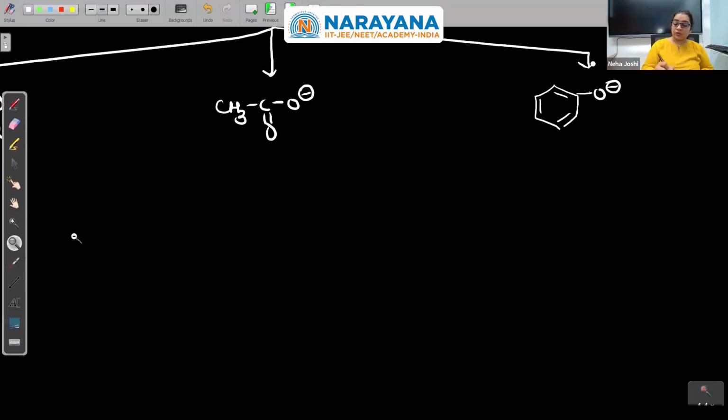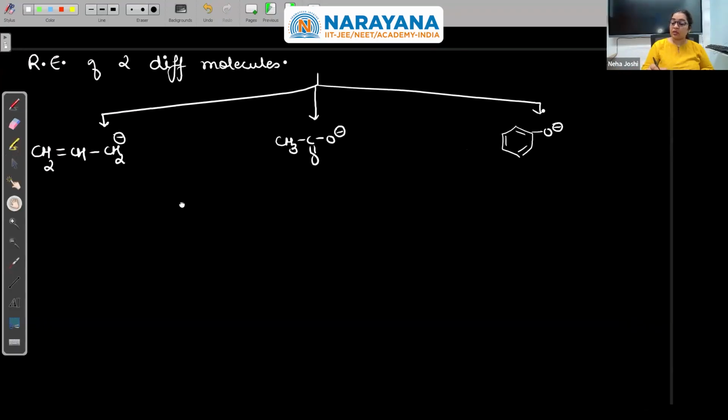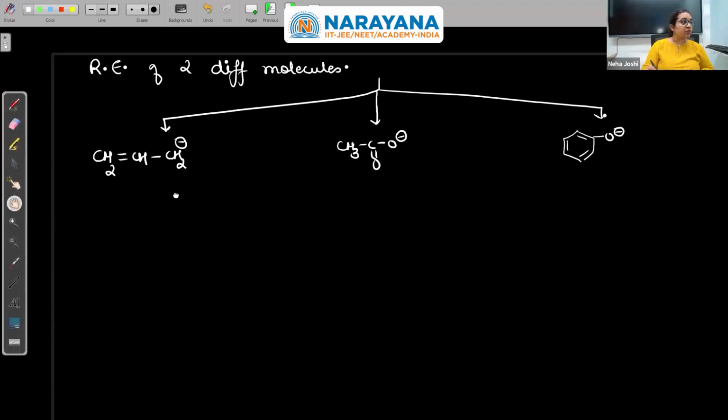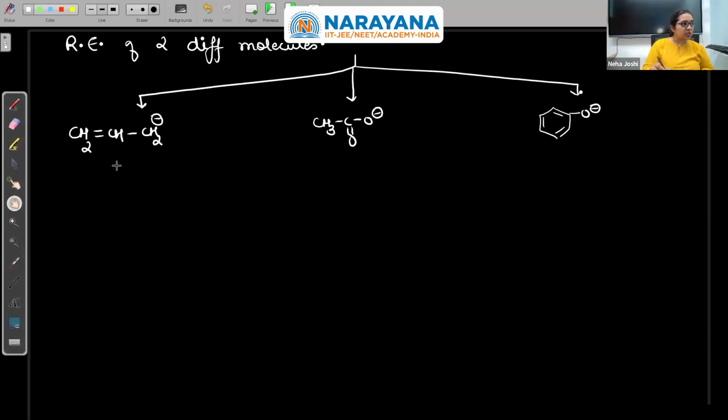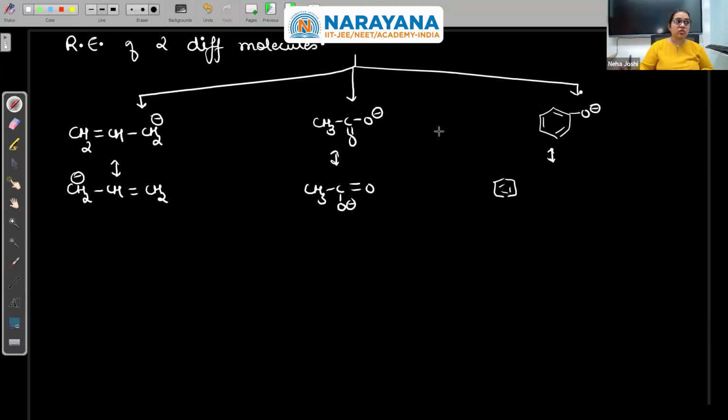So what I wanted to say by this thing of equivalent resonating structure. Now see, if I draw, this has equivalent resonating structure. There are only two resonating structures and both are identical. This has exactly equivalent resonating structure. Fine. Now this does not have equivalent resonating structure for sure.